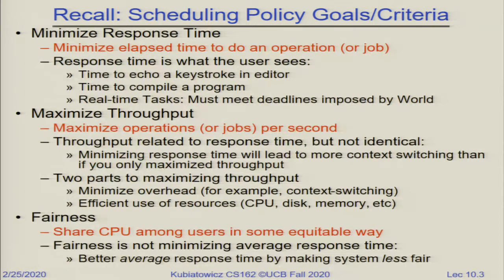All right. And then fairness is this other weird thing, which who knows really what fair is, because there's a lot of different versions of fair. Fair with respect to a user, fair with respect to threads, etc. Some way of sharing CPU among users in an equitable way ultimately gets into this notion of fair queuing, which we're going to kind of bring up a little bit later. But fairness is not minimizing average response time, because better average response time makes the system less fair. And I'm going to tell you about a funny example of that a little bit later.